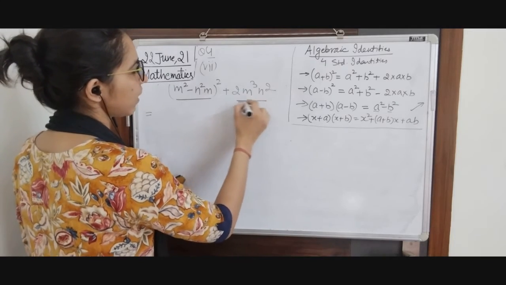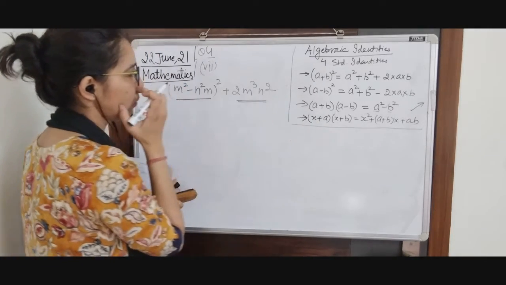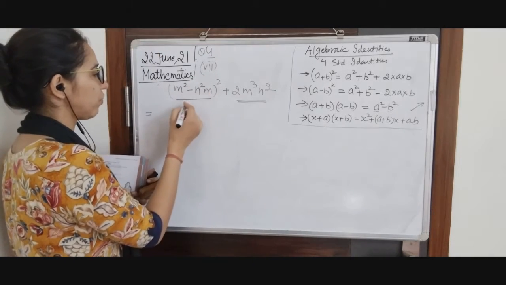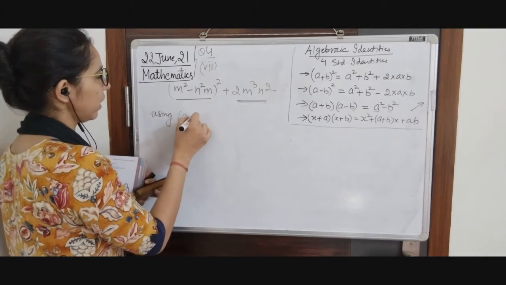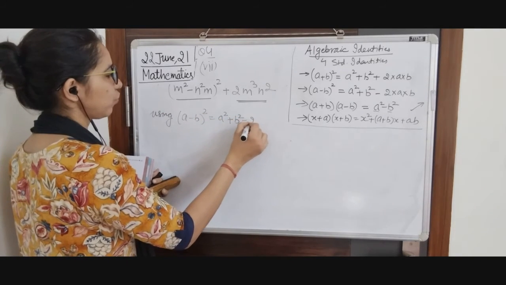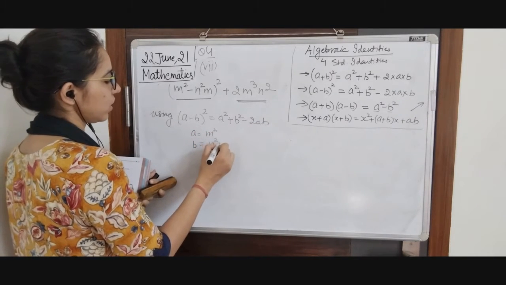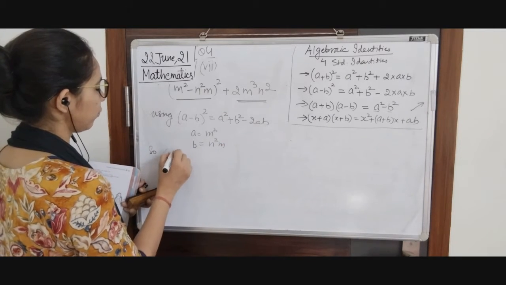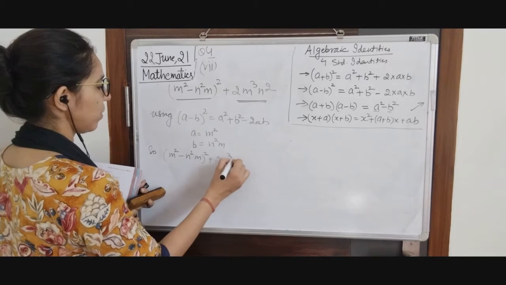In this we can't apply, this is only a single term. We can't apply any of this formula. So we are going to just keep this term together. Okay, so we are going to use formula for this. Using what formula we will be using for it? We will be using a minus b whole square, which will be equal to a square plus b square minus 2ab. A here is m square and b here is n square m.